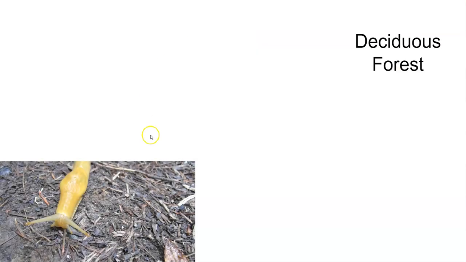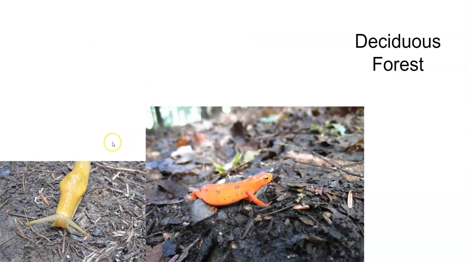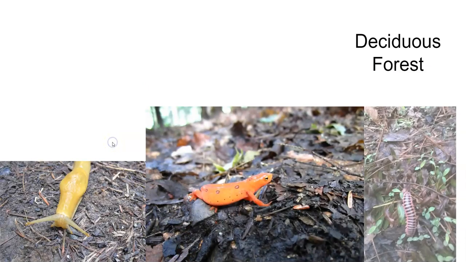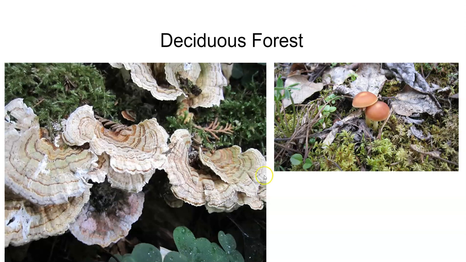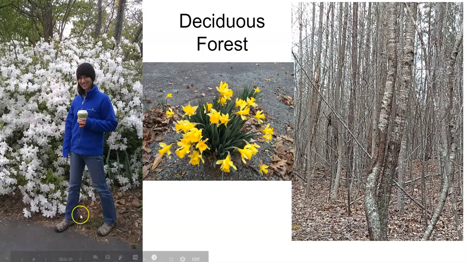We also have slugs and snails and salamanders and millipedes and bears. There's a black bear. So these are all things that you would find in the deciduous forest. We've got some fungi in the deciduous forest, and fungi are in a lot of different biomes, but I happened to take these pictures while we were in a deciduous forest. We've got some flowers, daffodils.